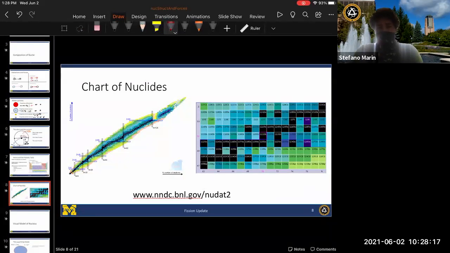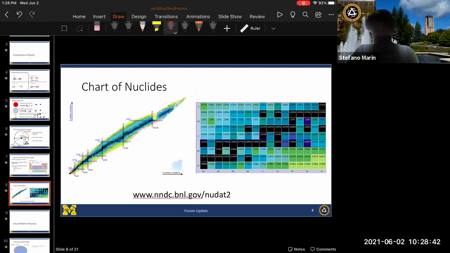And the chart of nuclides tells us how to categorize things with different numbers of neutrons. For example, carbon-12 has 6 neutrons and 6 protons, and it is different from carbon-14, which has 8 neutrons and 6 protons. And these will be called two isotopes of the element carbon.